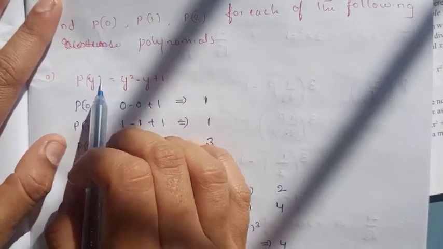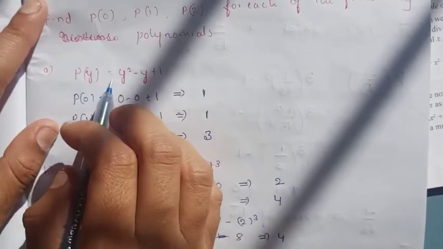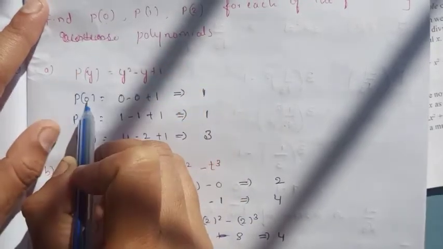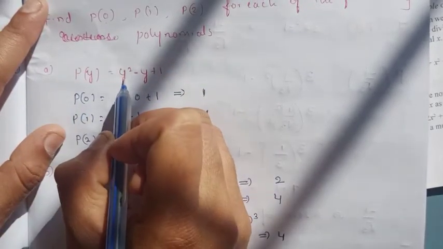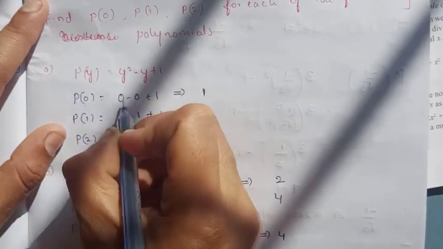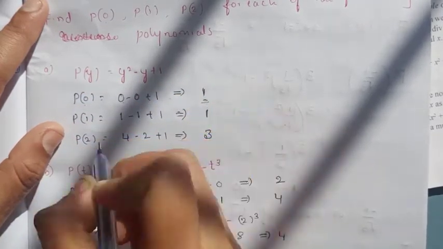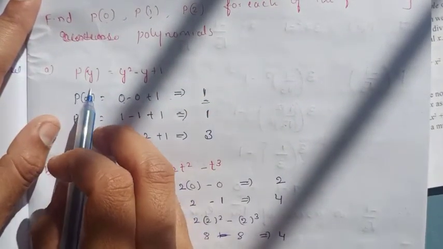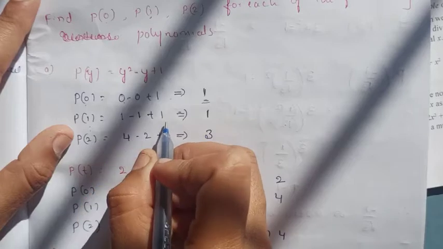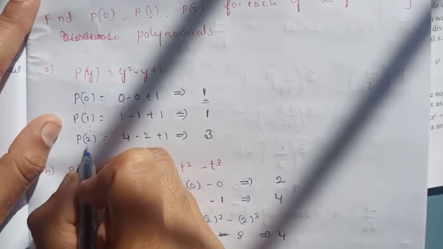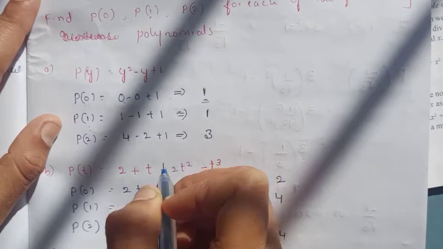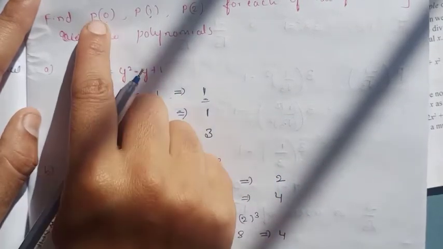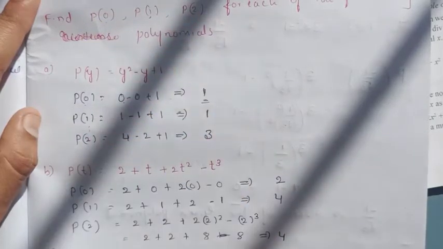P of 0 first. Take the given equation p of y is equal to y square minus y plus 1. First p of 0, where y is equal to 0: 0 minus 0 plus 1. We get 1. Next p of 1. We substitute 1 in the place of y: 1 minus 1 plus 1 is equal to 1. P of 2 is equal to 4 minus 2 plus 1 equal to 3. These are the solutions when we substitute p of 0, p of 1, p of 2.